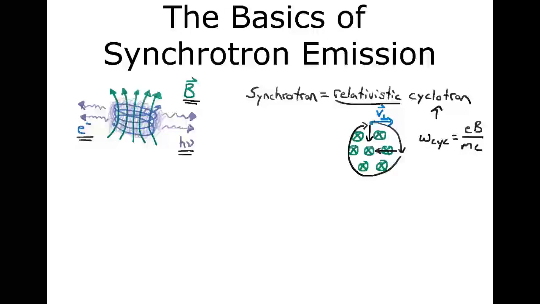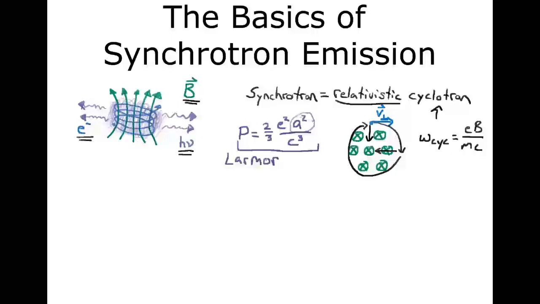If we look at our electron here, at the moment that we see it just at the top of the circle here, being accelerated downward, we know that the expression for Larmor radiation says that power is equal to 2/3 e squared a squared over c cubed. Now, implicit in this Larmor formula for the power radiated is the dependence of power on the acceleration. The power radiated in any particular direction is actually proportional to the projected acceleration seen from that direction.